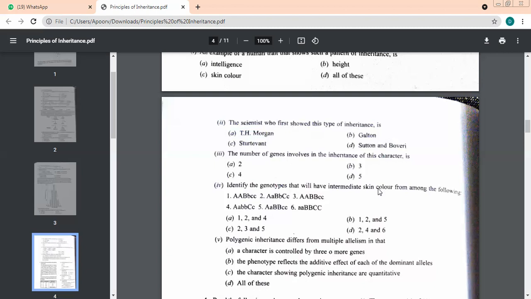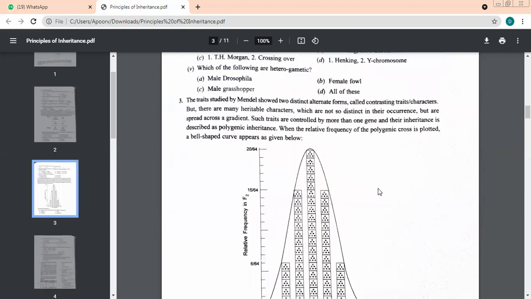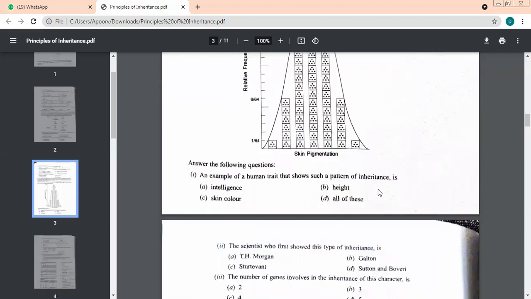What kind of inheritance is this curve which has been shown to you? Polygenic inheritance. What is the shape of this curve? Bell shaped. Yes, beta, it is bell shaped. We never know, we may have a question from this sometimes. What is the answer for the first one? All of these. Skin color.